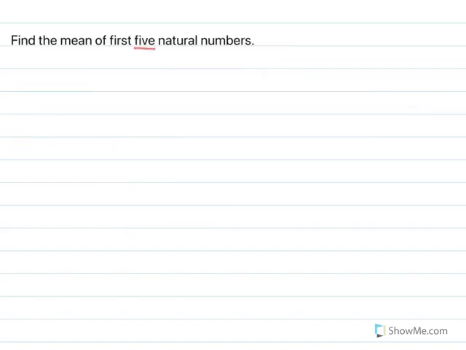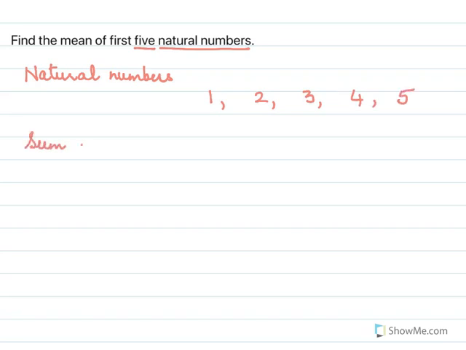Find the mean of the first 5 natural numbers. So natural numbers start from 1. So 1, 2, 3, 4, 5 are the first 5 natural numbers. So in the first step, we need to find the sum of all observations, and that is 1 plus 2 plus 3 plus 4 plus 5 equal to 15.